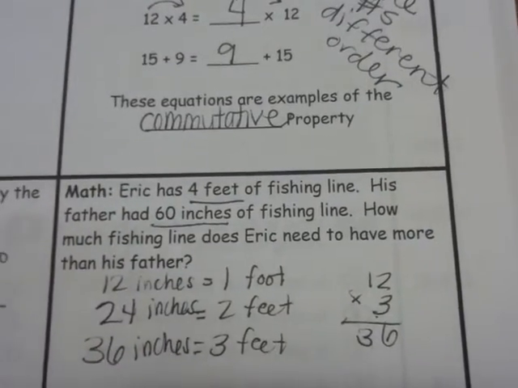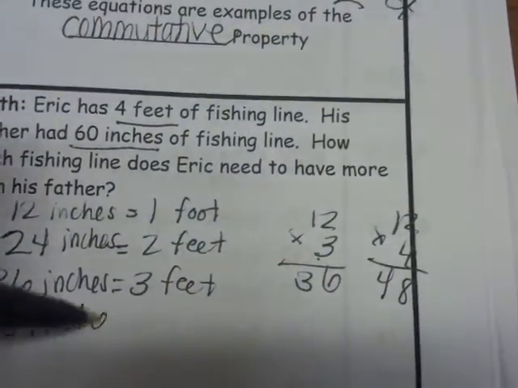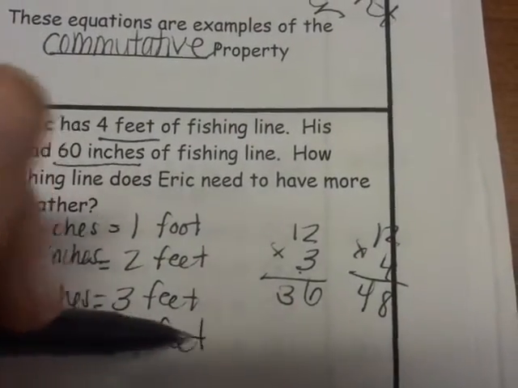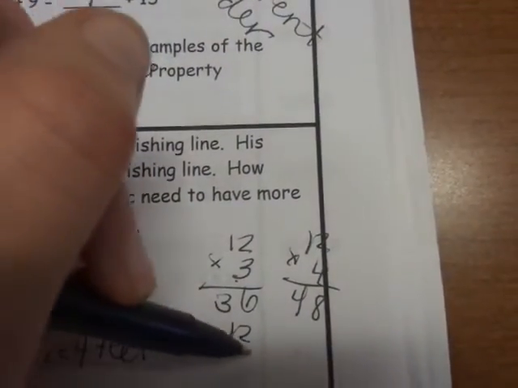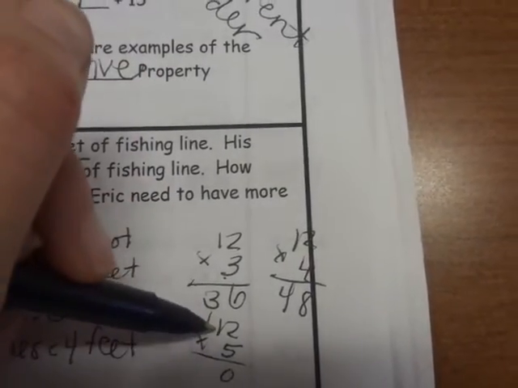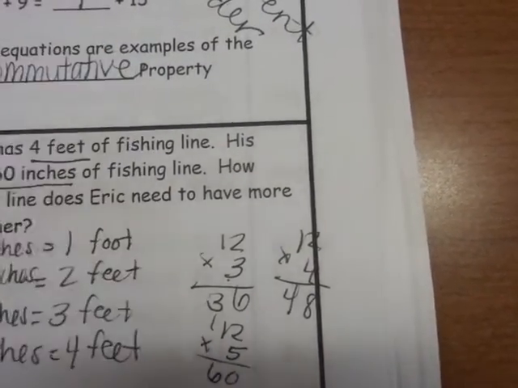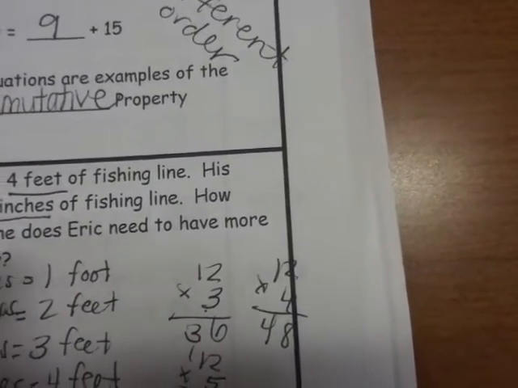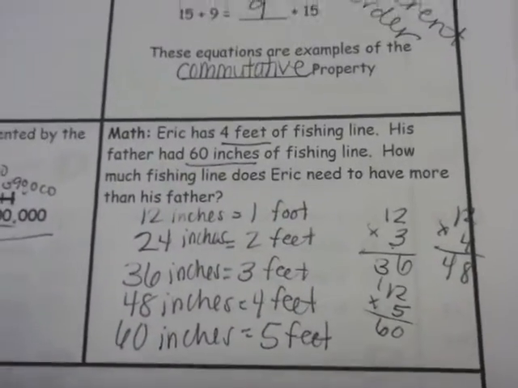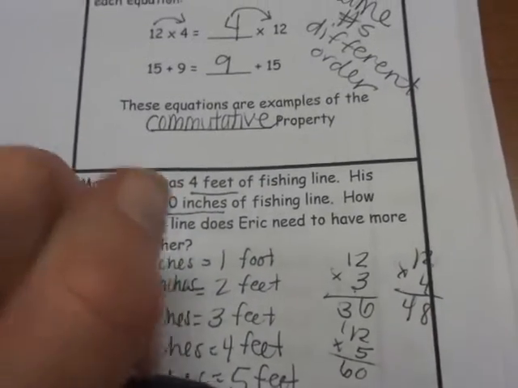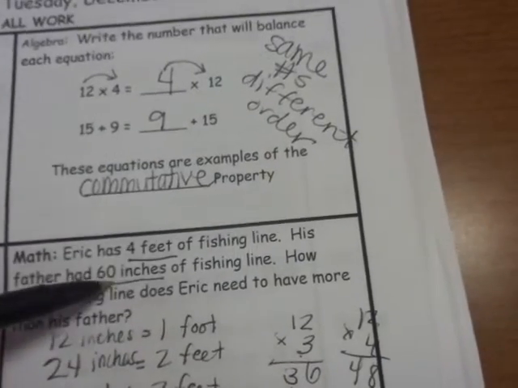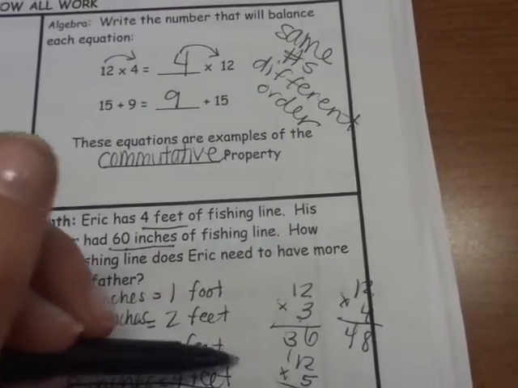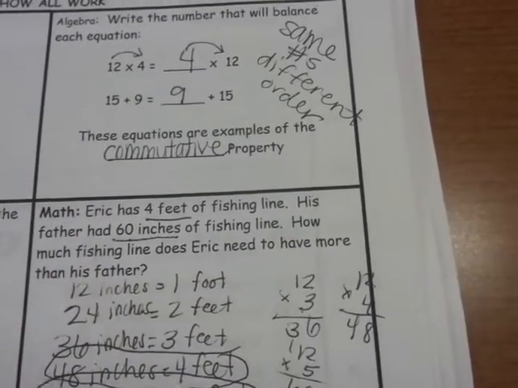And now I just can keep going. I can do 12 times 4 is 48 inches. That equals 4 feet. Okay, let's do another one. 12 times 5. 5 times 2 is 10. 5 times 1 is 5, plus 1 is 6, so 60 inches equals 5 feet. Okay, so his dad has 60 inches, which is 5 feet. He has 48 inches, which is 4 feet.